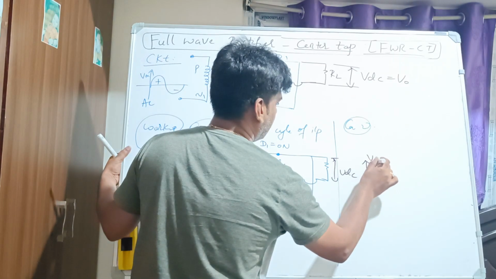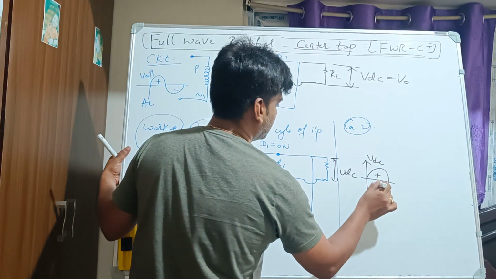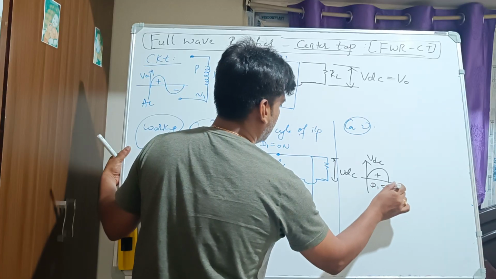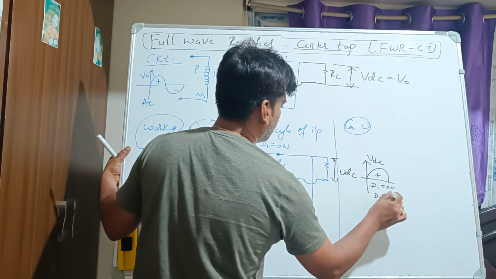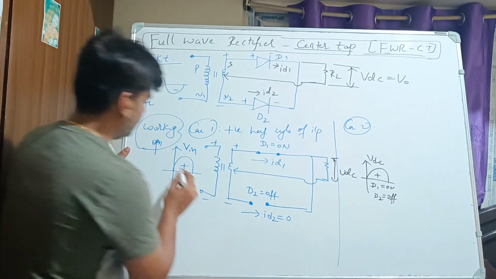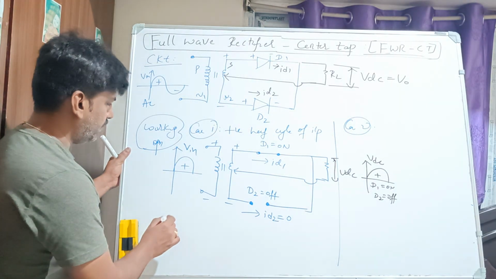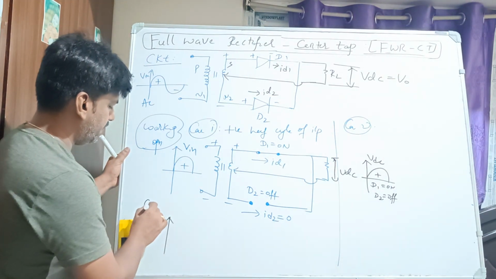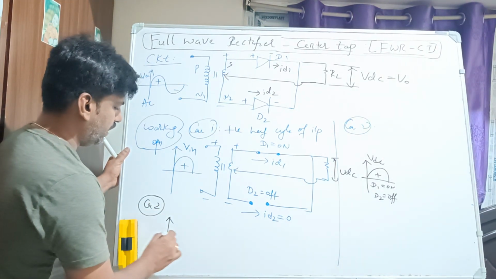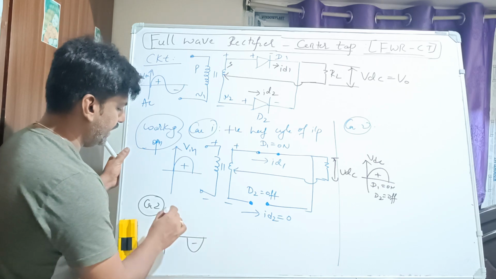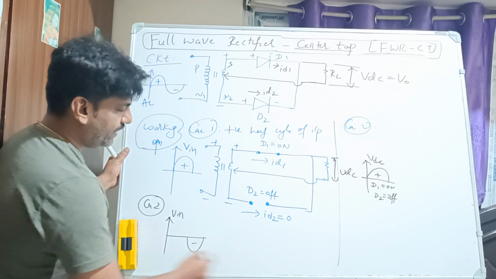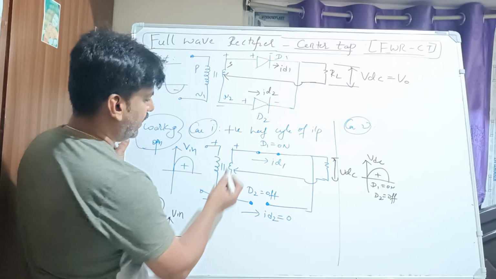Right? Here I will write VDC, and in this case diode D1 is on and diode D2 is off for this positive cycle, right? So for case number 2, what are you sending? You are sending the negative half cycle V in. If we are sending the negative half cycle, what is happening here now?